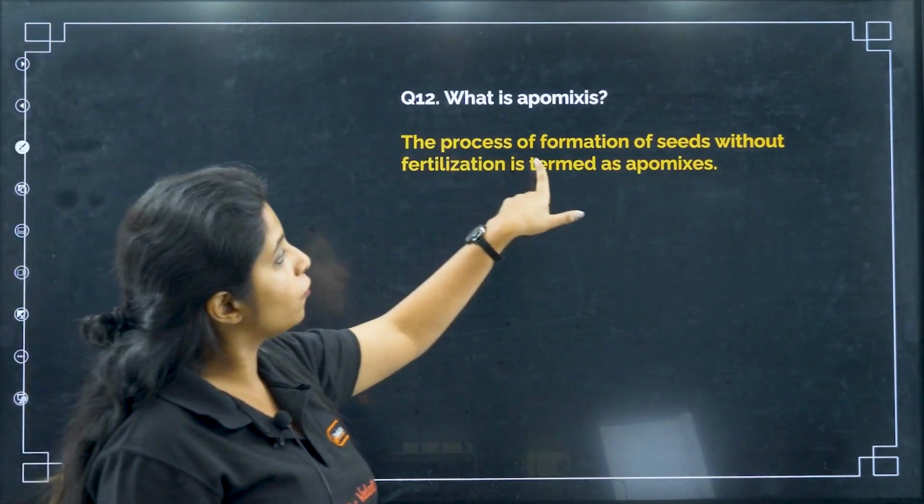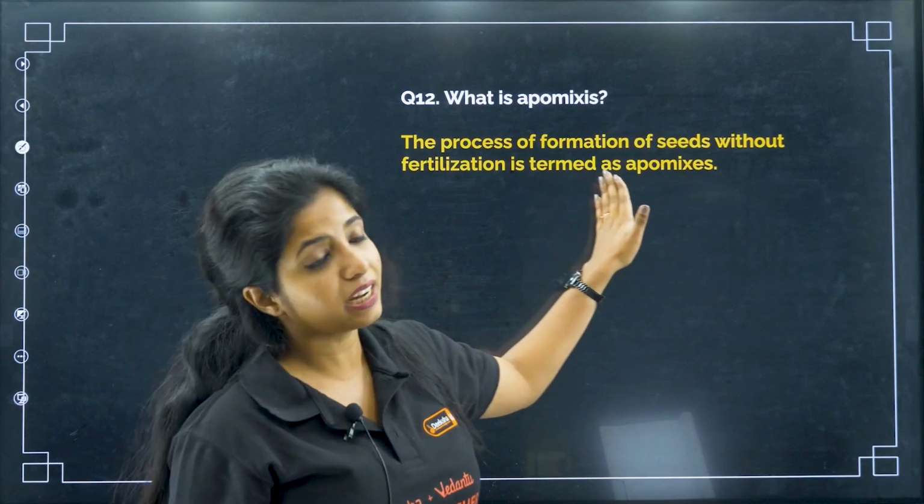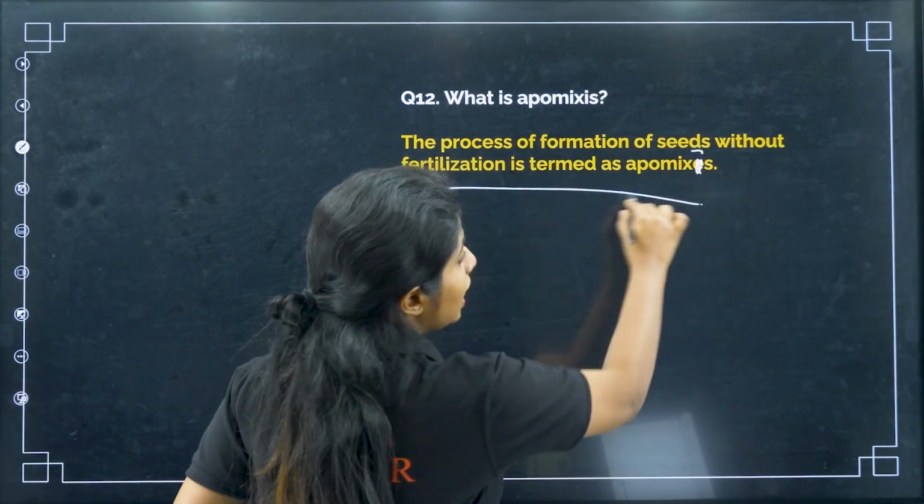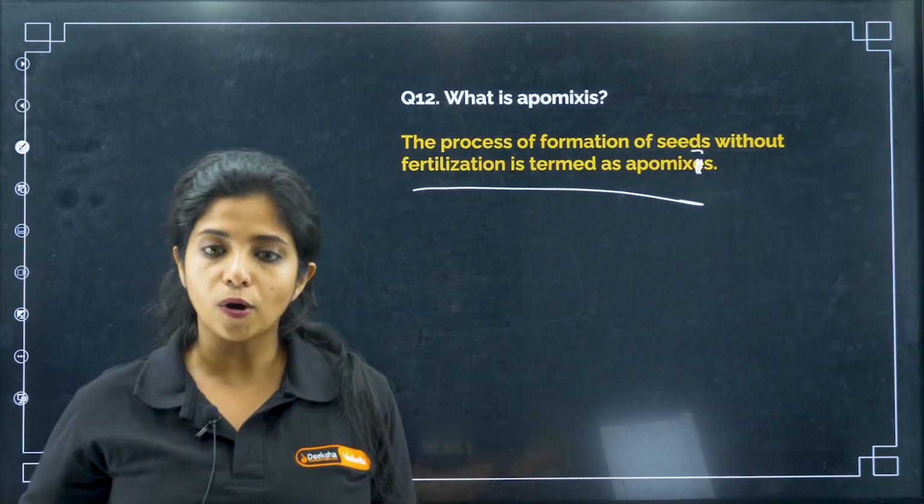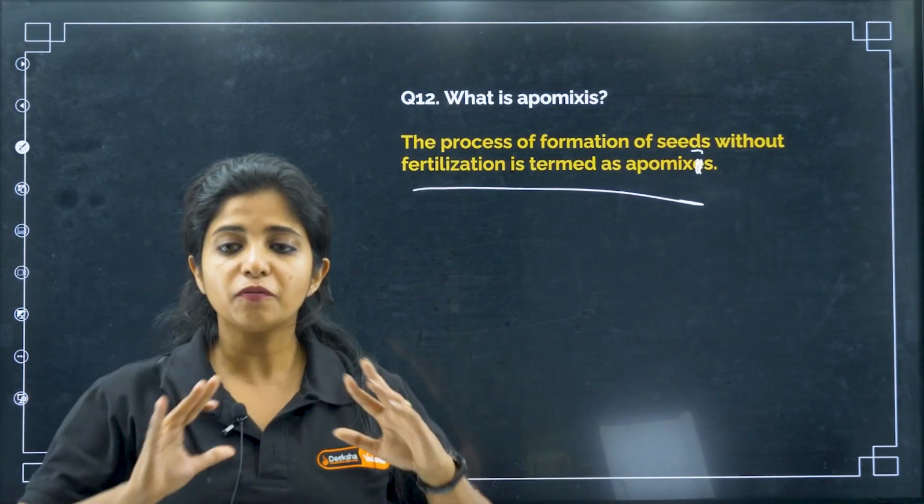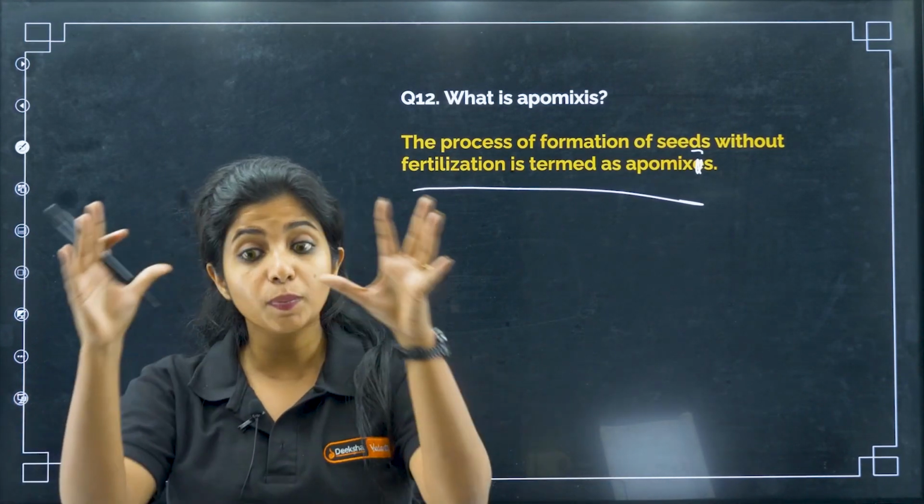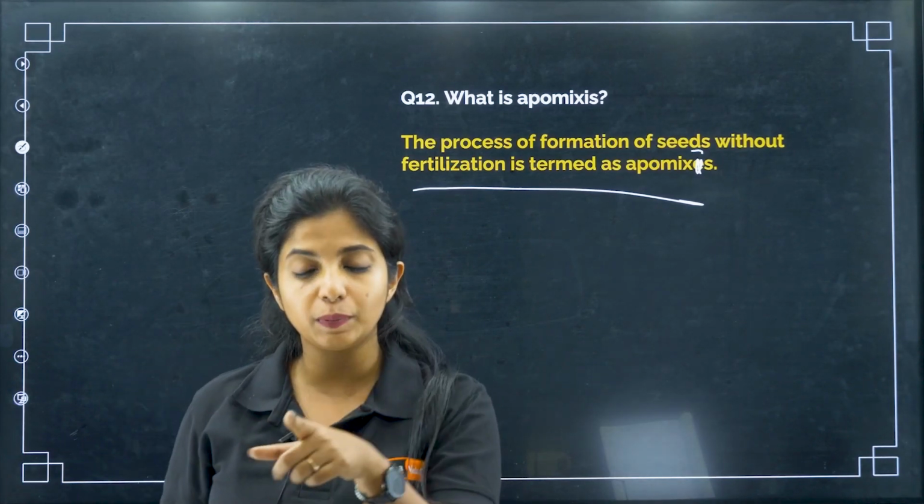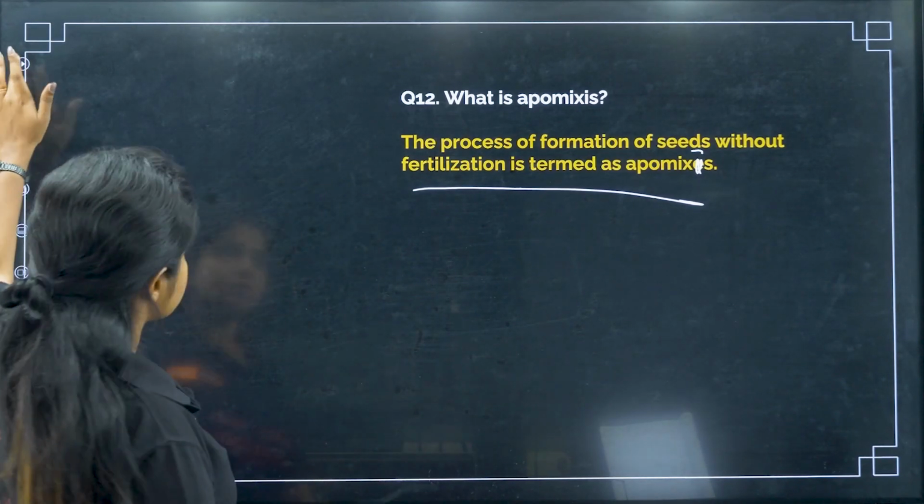What is apomixis? The formation of seeds without fertilization is termed as what? Apomixis. Where do you see apomixis, my dear children? In the case of grasses, Asteraceae and all of these. Okay, what is happening? Without fertilization, seed is being formed, very much important. What is the importance of apomixis in crop breeding programs is also being asked.